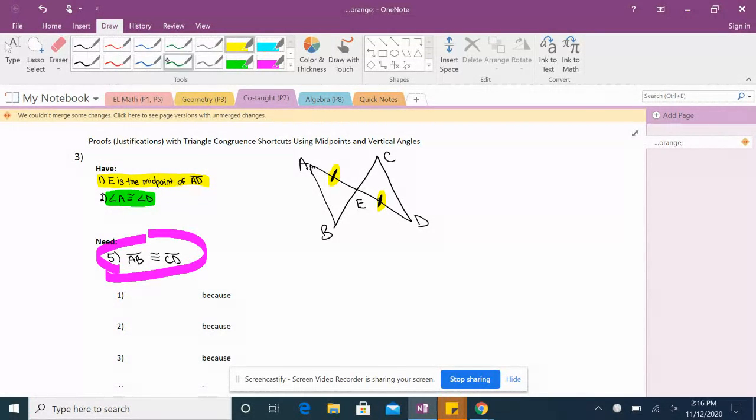The other part we know is angle A is congruent to angle D.